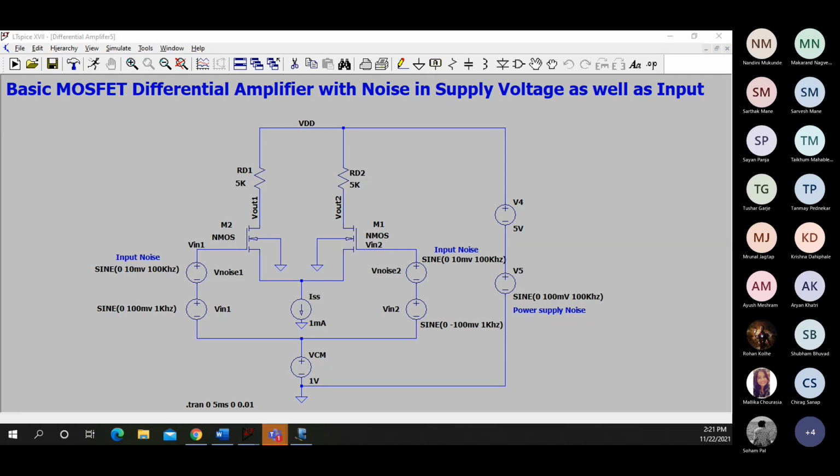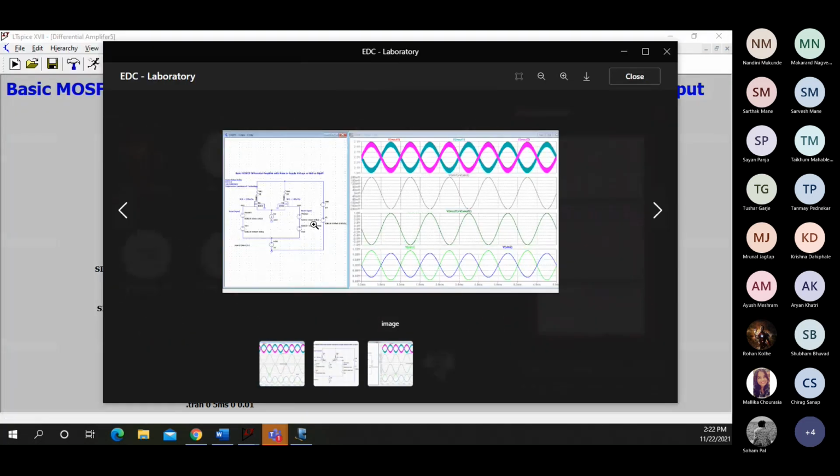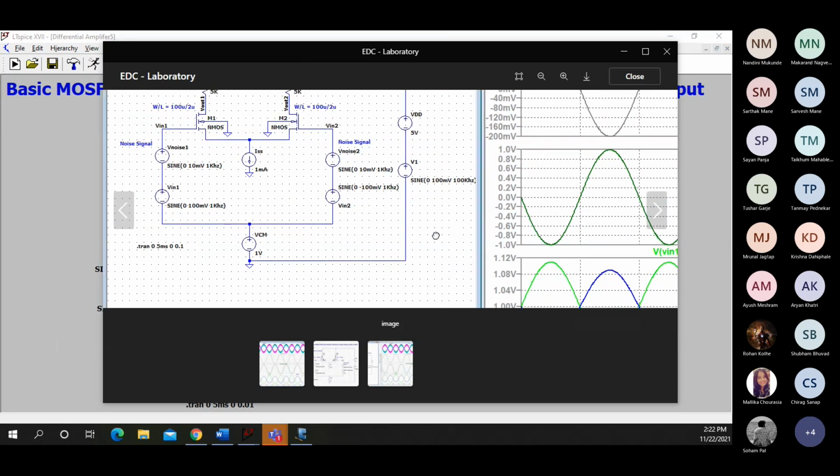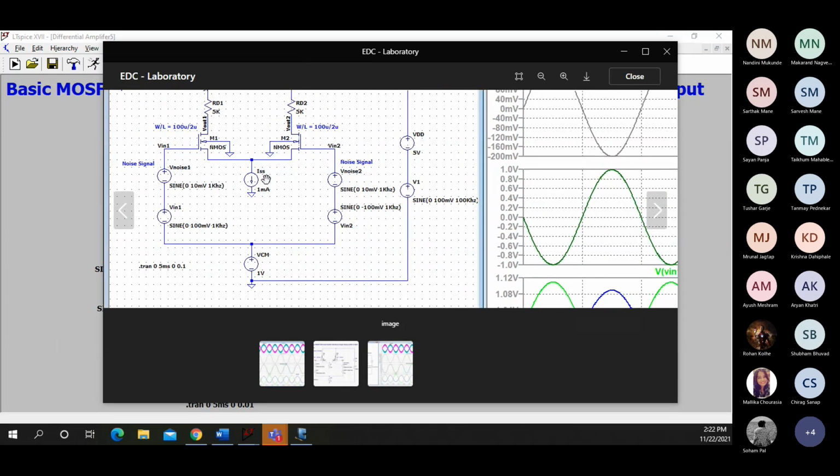Okay, so let's see this. Okay, good. Everybody is making this common mistake. Rohan, again in that diagram, your noise signal should be 100 kilohertz, not 1 kilohertz. Here, noise should be 100. Yes, I'll make the changes.